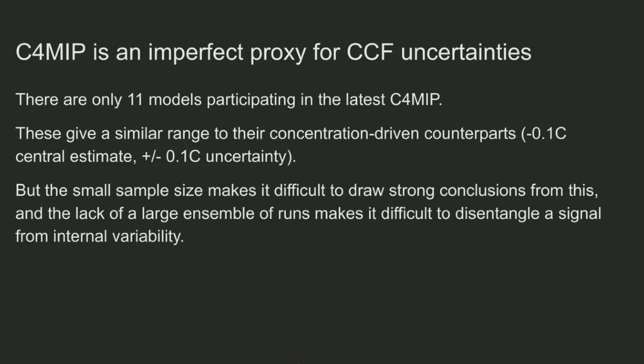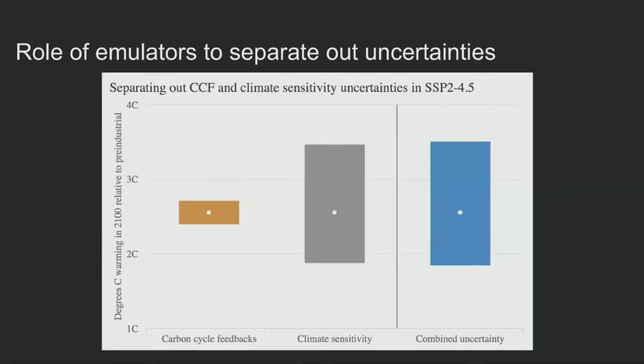In CMIP6, there are only 11 models participating in C4MIP. They were all running a single scenario, SSP5-8.5, and they gave a similar range to their concentration-driven counterparts, with a slightly lower central estimate of about 0.1 C and a larger uncertainty by about 0.1 C. But again, the small sample size makes it difficult to draw strong conclusions, and the lack of a large ensemble of runs also makes it difficult to disentangle a signal from the internal variability, because often if you run the same climate model multiple times, you might get a result that's about 0.1 C different simply due to internal variability.